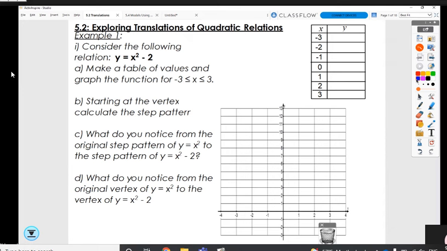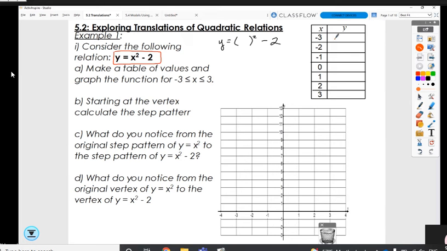So it says here, consider this quadratic: y equals x squared minus 2. It says make a table of values between -3 and +3. So here's our table of values already set up for us. And what we're going to do is substitute the values of x inside that little blank there and come up with some new coordinates.